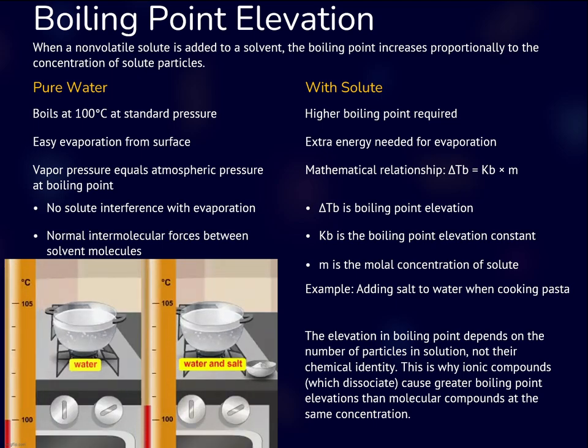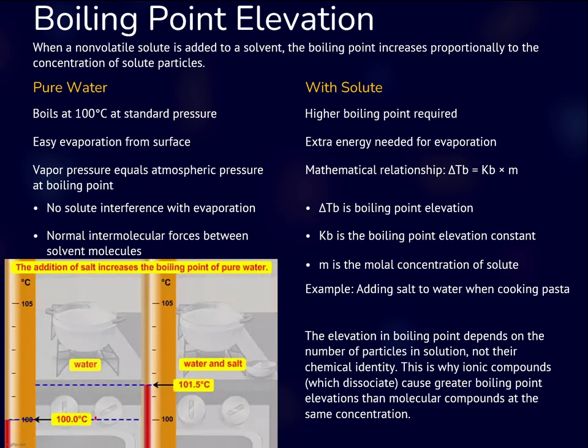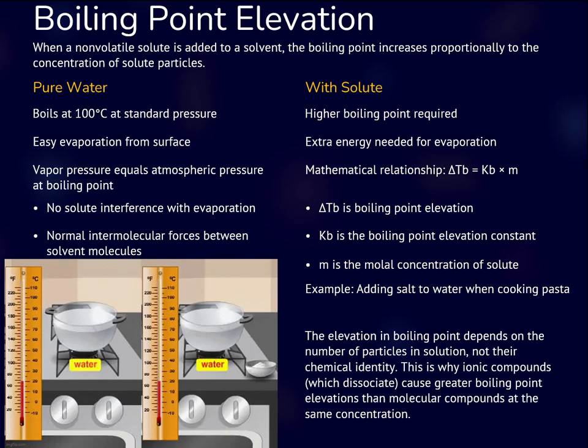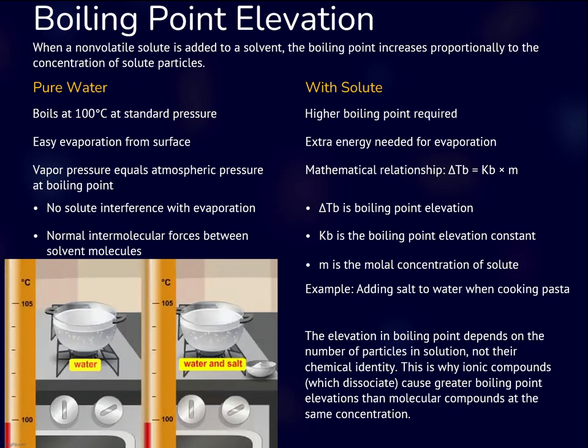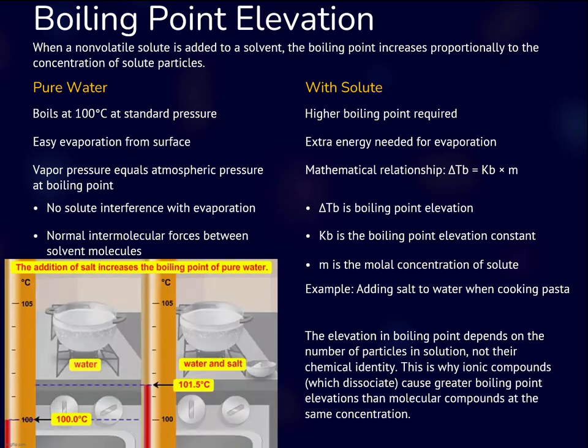We've already mentioned that lowercase i represents the Van 't Hoff factor, and K_b is the boiling point elevation constant, which is something that you will be given in calculations. For example, for water, it is 0.512 degrees Celsius kilograms per mole. The lowercase m still represents molality, which, remember, is moles of solute per kilogram of solvent.